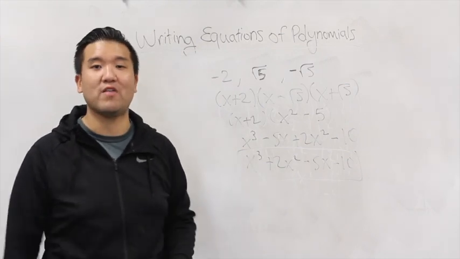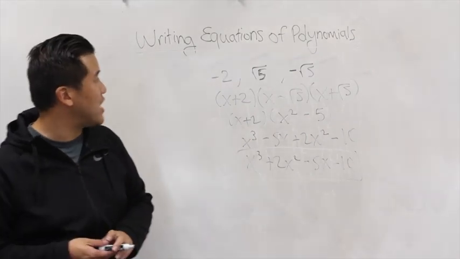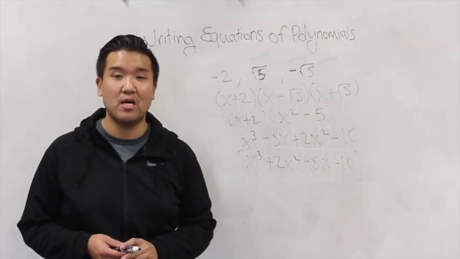All right, try graphing it on a graphing calculator. You'll see your x-intercepts and your zeros. So that concludes our lesson with writing equations of polynomial functions.